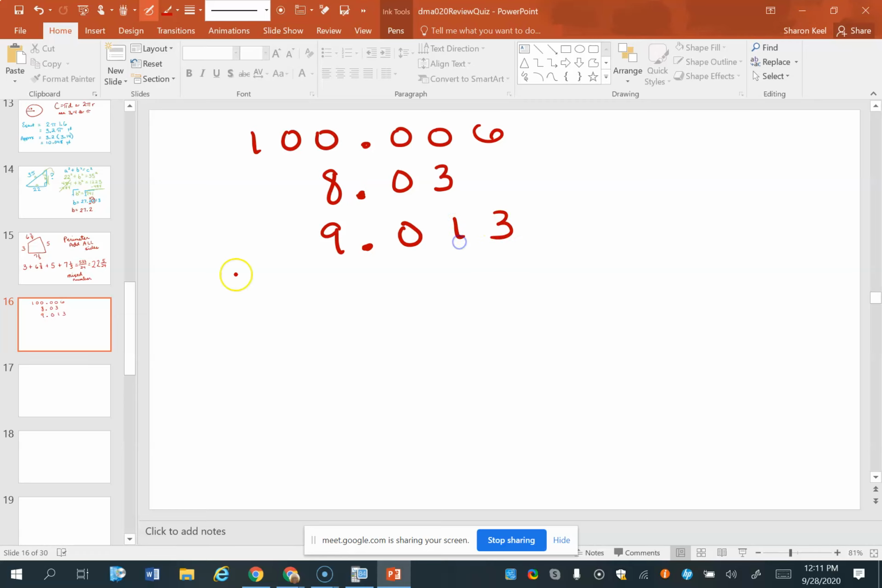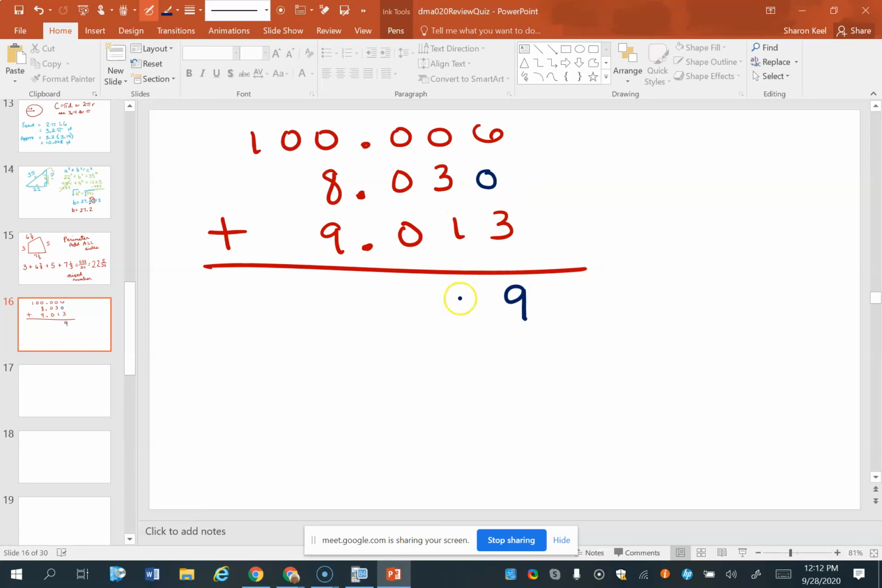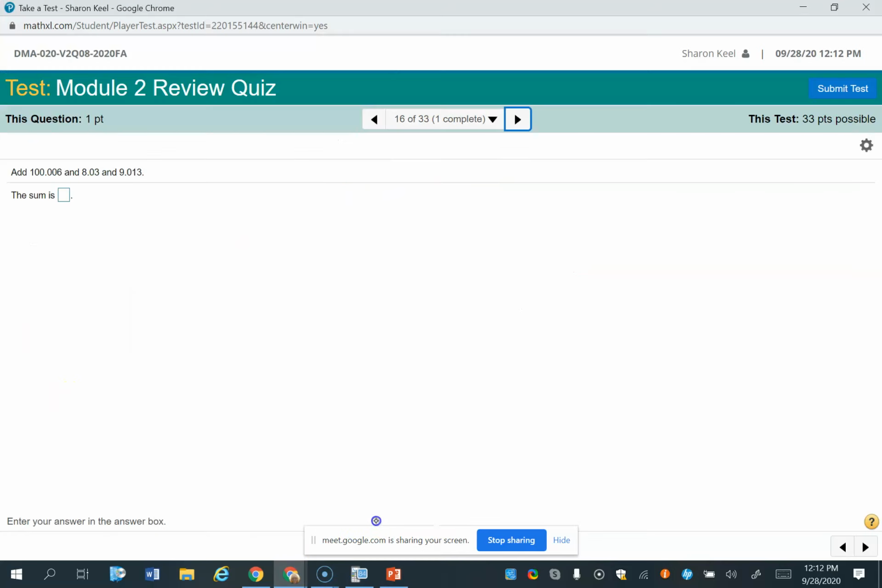So a problem such as this, when it's an addition, you're going to line up everything. Here, I'm going to come in and add a 0 to hold that place. 6 and 3 is 9. 3 and 1 is 4. 0. 9 and 8 is 17. 0 and 1 is 1. So we end up with 117 49 thousandths. With addition, line up your decimals. And then you can check those also on the calculator.